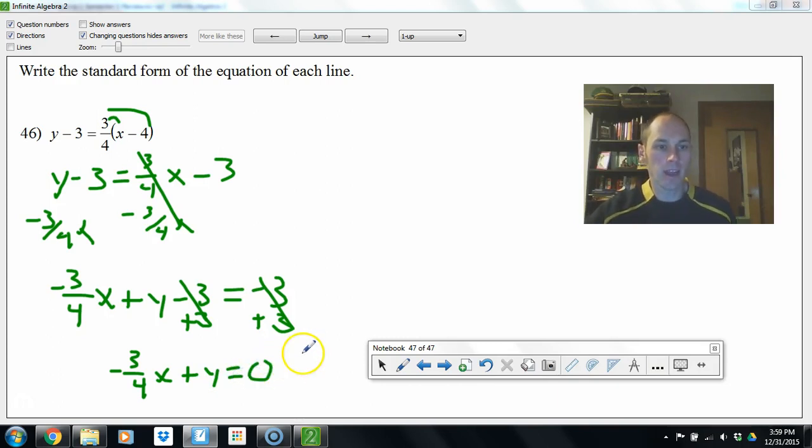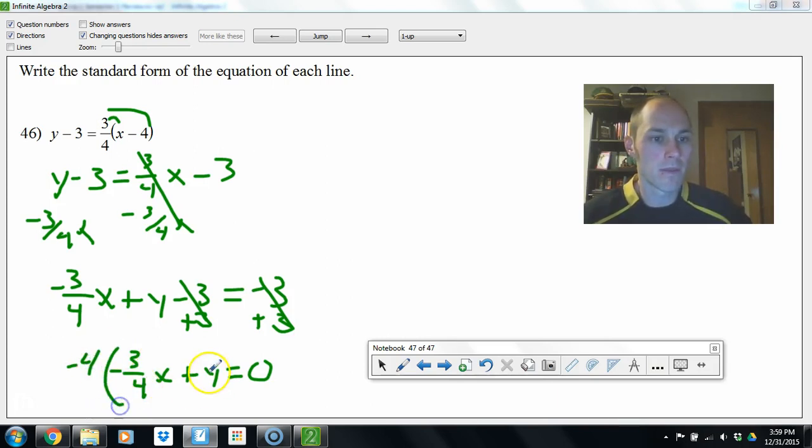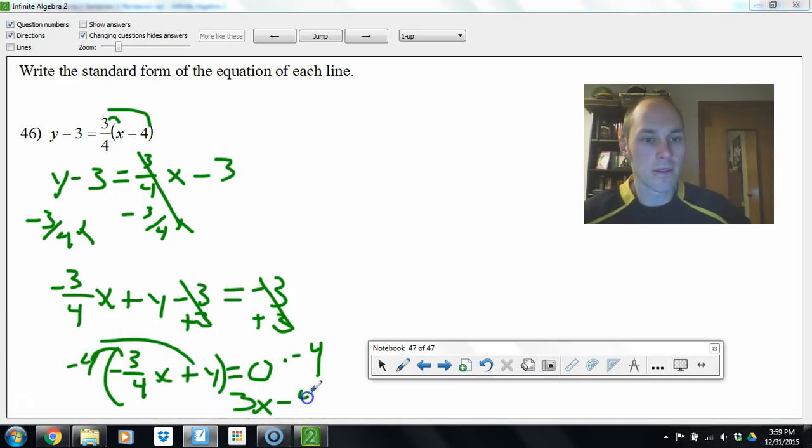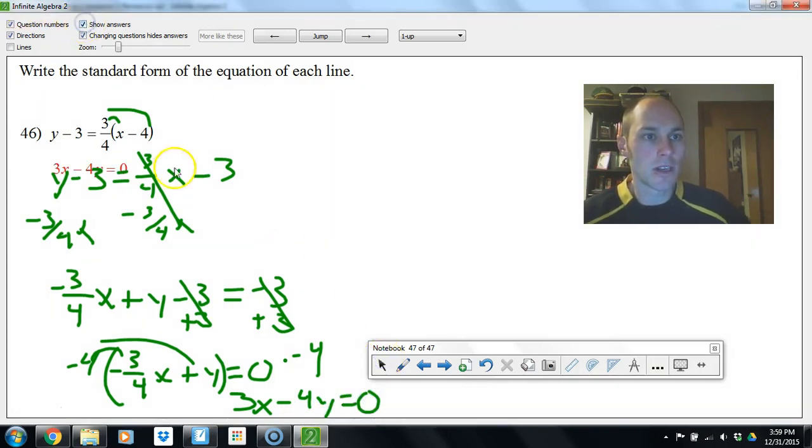So I could leave it like that, or in order to eliminate the negative and the fraction here, let's multiply everything by negative 4. It distributes, that'll give us 3x, and this will give us negative 4y. And we still have a 0 on the right side of the equation. As I mentioned, I would accept either form of the equation.